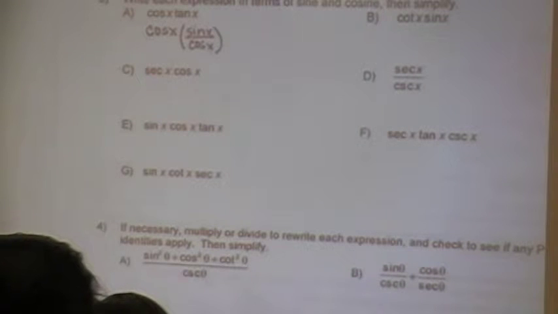And now, I have a cosine on top and a cosine on bottom. So what happens to those? They cancel. So my final answer is just sine x. And that's it. See how easy this is? See how fun this is? Okay, so do B real quick. It's easy.